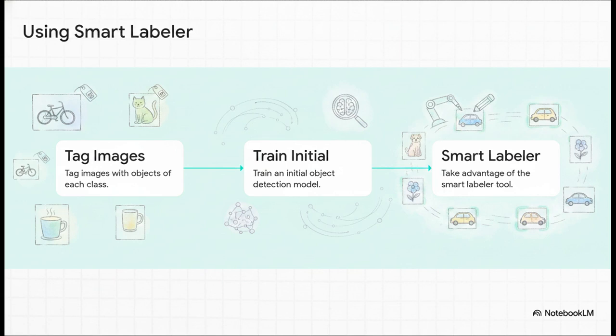And here's the best part. When you're creating these custom vision solutions, you don't have to sit there and manually label thousands of training images. Nobody has time for that. Instead, step 1, you just tag a few images with objects of each class. Step 2, train an initial object detection model. And step 3, you take advantage of the Smart Labeler tool to handle the rest. It is a massive, massive workflow accelerator.